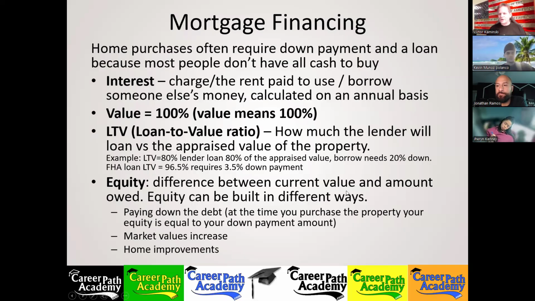Equity is the difference between the current value and what is owed on the property. And equity can be built in several ways: by paying down the debt. Usually, at the time that you purchase a property, your equity is equal to your down payment amount. And as you pay down the debt, you increase that equity. Market values fluctuate, and when they increase, you could build equity, or you could force equity being built by doing home improvements, increasing the value of the property, thus building equity.